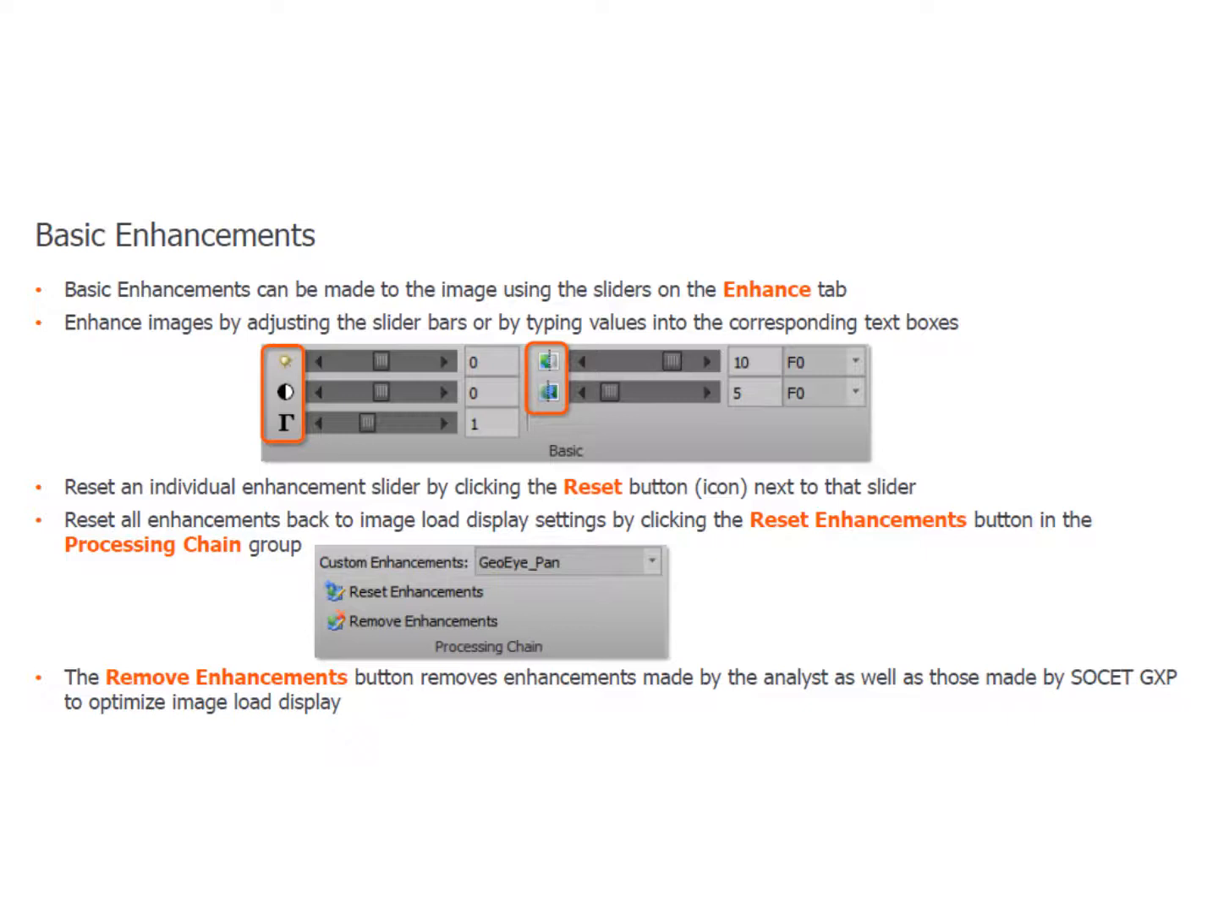And you can reset all of them simply by clicking the reset enhancements button in the processing chain, and that is basically an undo button for all the changes that you've made playing around with those things.